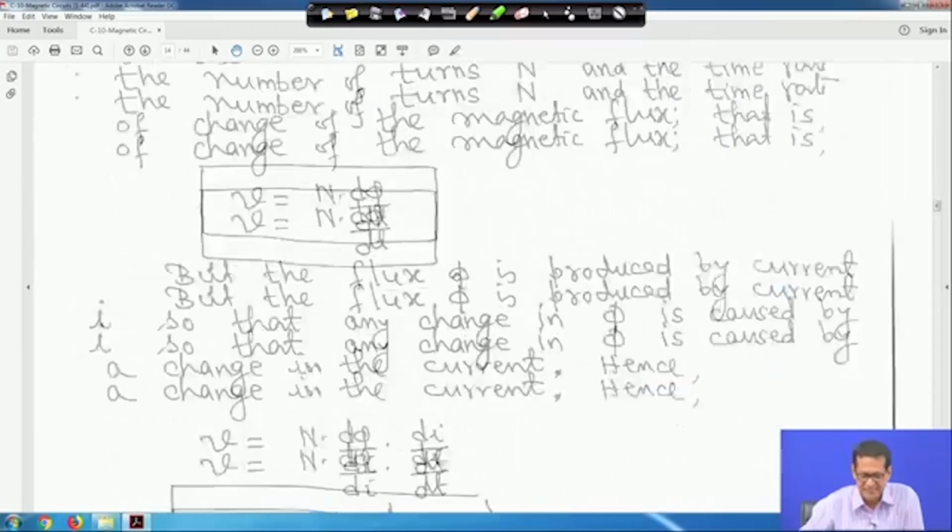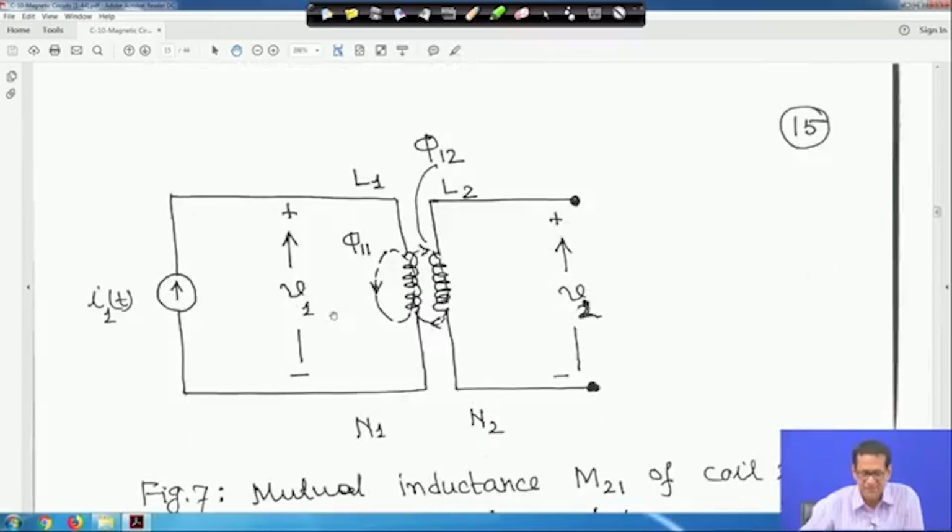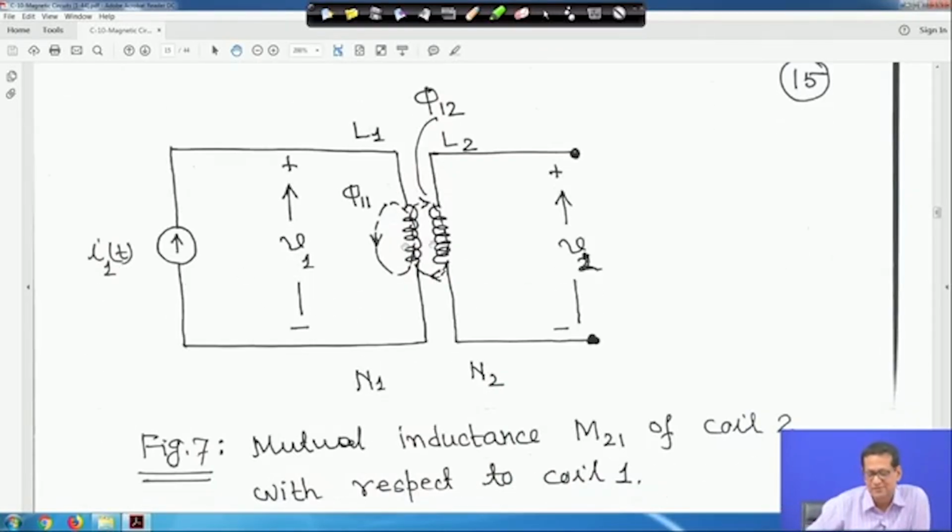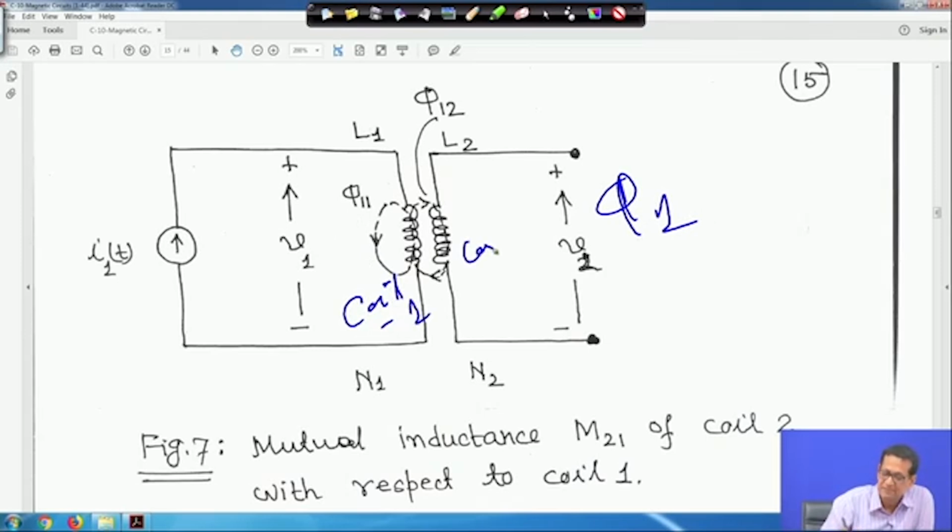Next, suppose these are two coils, with mutual inductance M21 of coil 2 with respect to coil 1. Here a current source I1(t) is there, and on this side it is not there. Only the voltage V2 is measured, and two coils are there. This is my coil 1 and this is my coil 2, with inductances L1 and L2.